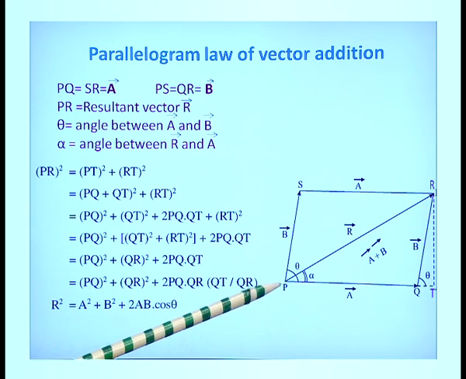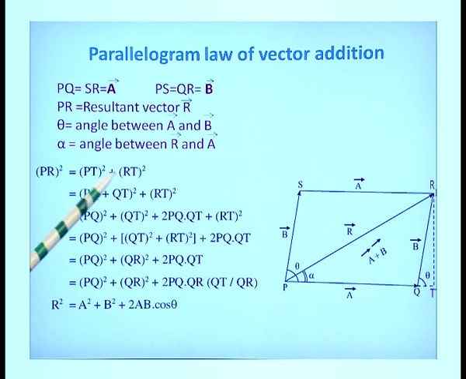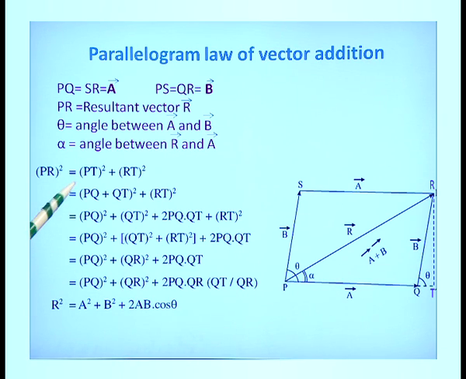a right angle triangle, PR square equal to PT square plus RT square. Now, you can write PT as PQ plus QT. So, in place of PT, you can write (PQ plus QT) square plus RT square. Now, (PQ plus QT) square is equal to, likewise, (A plus B) whole square, A square plus B square plus 2AB. You can also write (PQ plus QT) square equal to PQ square plus QT square plus 2 into PQ into QT, and again plus RT square.